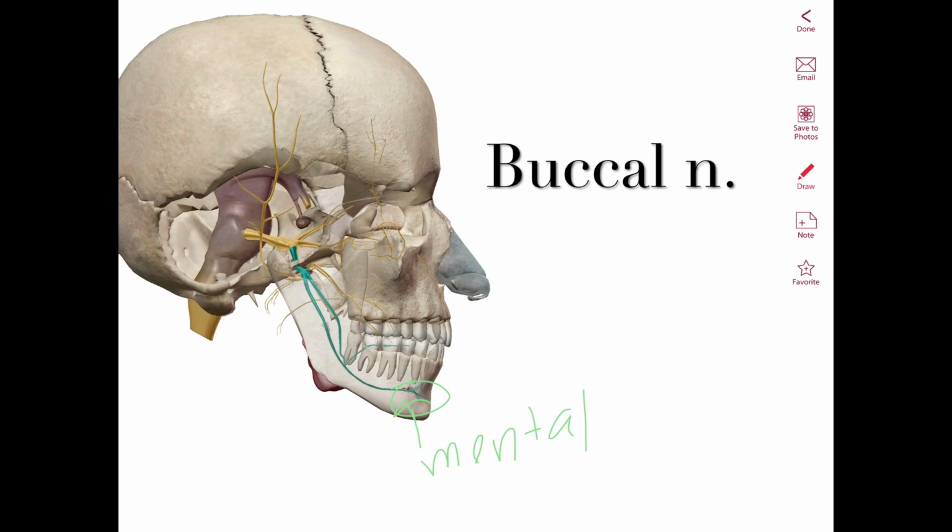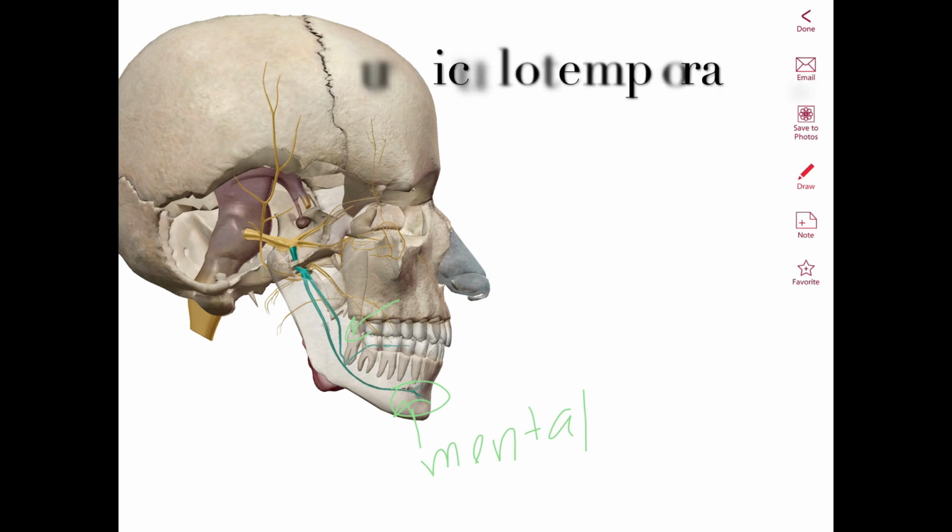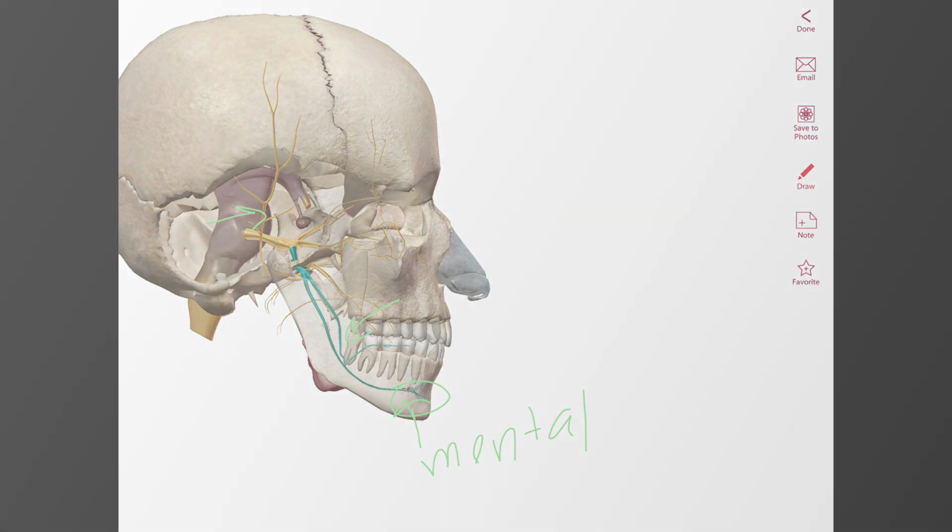We also have a buccal nerve, which is right here, and it supplies the cheek, and also an auriculotemporal nerve, which ascends with the superficial temporal vessels anterior to the auricle, and it supplies parts of the auricle, external acoustic meatus, and also the tympanic membrane, most of the temporal region of the scalp, and the temporomandibular joint.